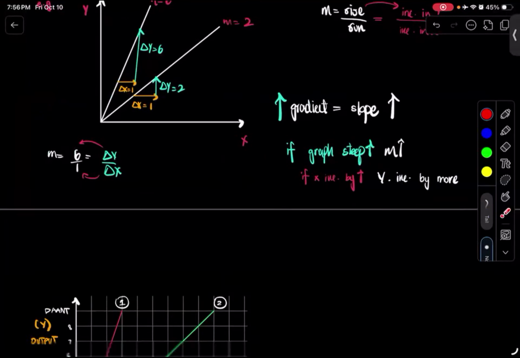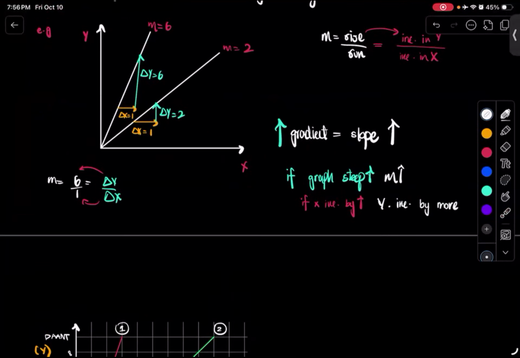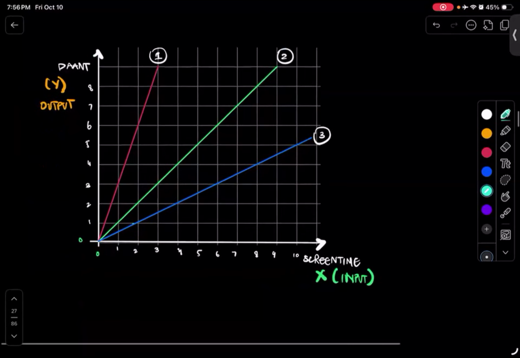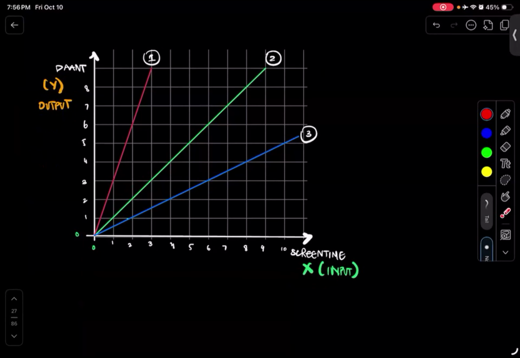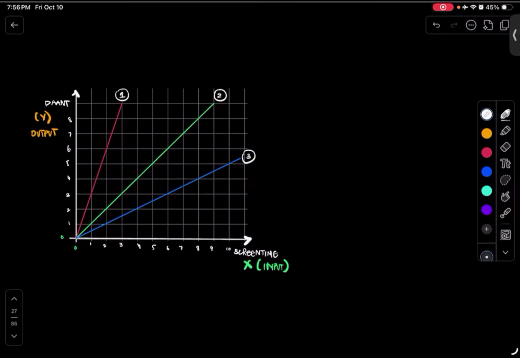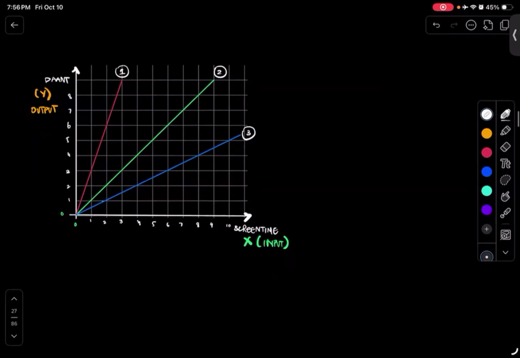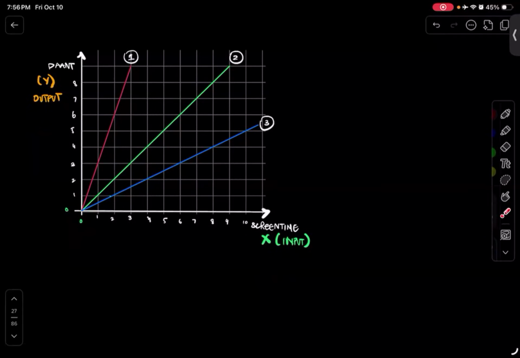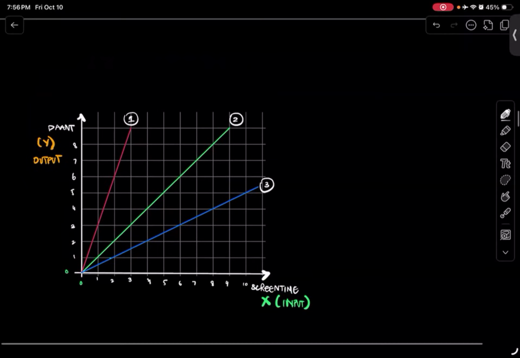Because if the gradient was not very steep, that must mean that when you increase x, your y did not increase by that much. Now we'll have a look at this example. We'll use the same example of screen time and Dant. Now what I want you to do is find out the gradient for all three of these. You have the points, the labeling, and all of the dots. Can we find out the gradient for all three of these kids? What do you think? So let's call this M1. This line has gradient M2 and this line has gradient M3.